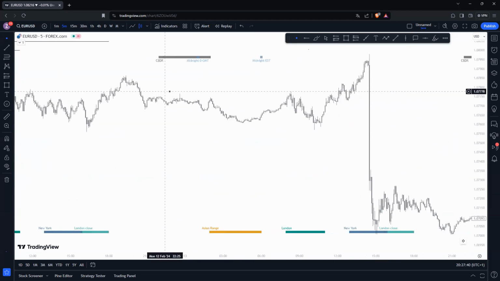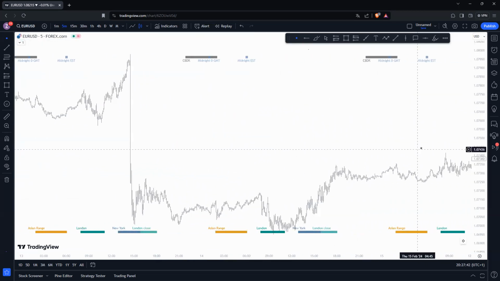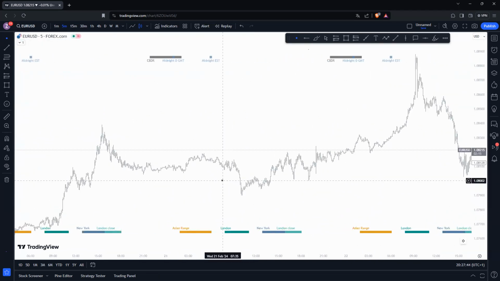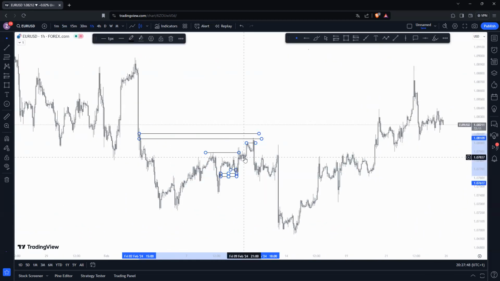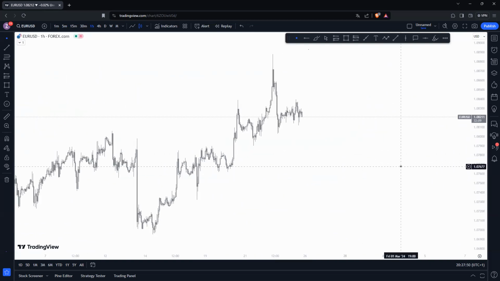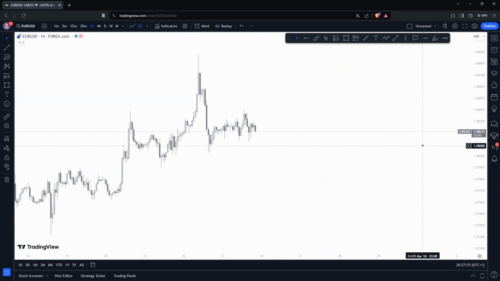Do you have a preference of New York versus London? I do have a preference, but New York moves faster. London has a high win rate and New York moves faster. If you trade on New York, you're gonna hit that TP in less than an hour and a half. But if you trade on London, it might take longer, but the win rate is very, very high.